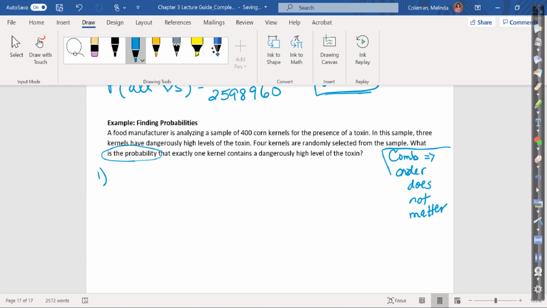And again, how do I know for sure order doesn't matter? Well, it's going to kill you regardless of whether you eat the first kernel or the fourth kernel. It doesn't matter. So order does not matter.